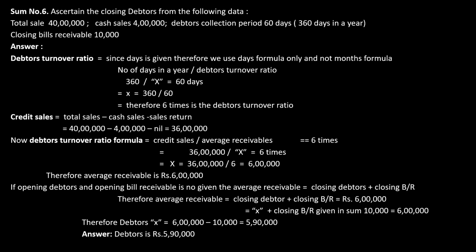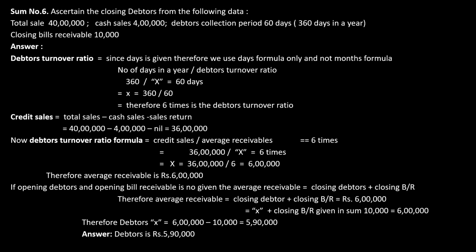We'll see now. For the debtors turnover ratio, we have to find the credit sales. What is the formula for debtors turnover ratio? It is nothing but credit sales by average receivable. Is the ratio given here in the sum? They have given only the debtors collection period. Since the debtors collection period is given, we'll start from there. What is the formula for debtors collection period? Number of days or months in a year divided by debtors turnover ratio. Is it clear?